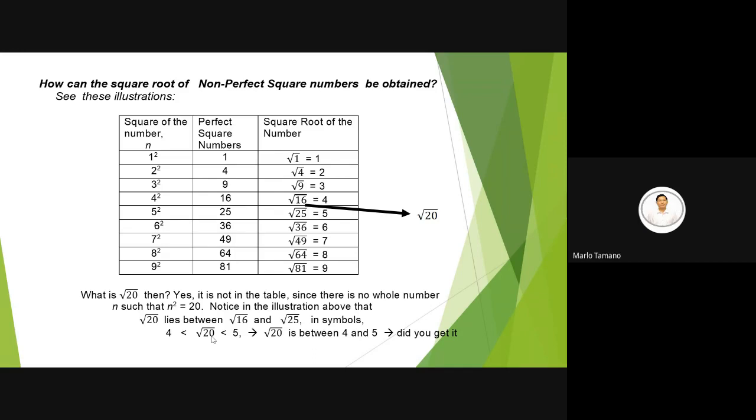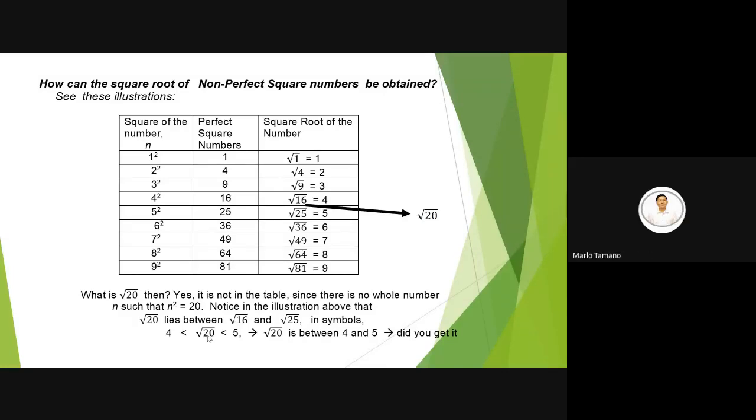Bakit po? Kasi nasa pagitan daw ng dalawang integers na 4 and 5 ang square root ng 20. Nasa pagitan daw po ng 4 and 5 ang square root ng 20 na irrational. Did you get it now? Did you understand?